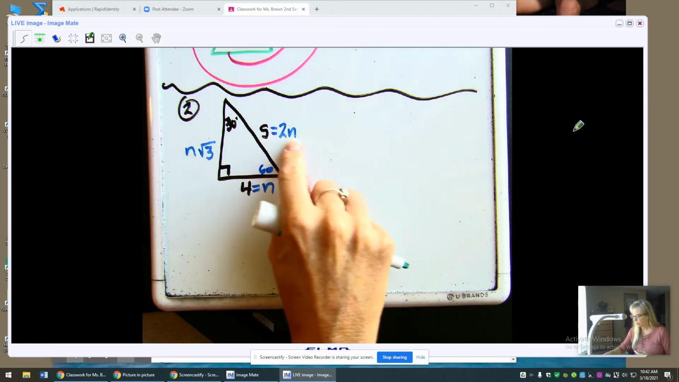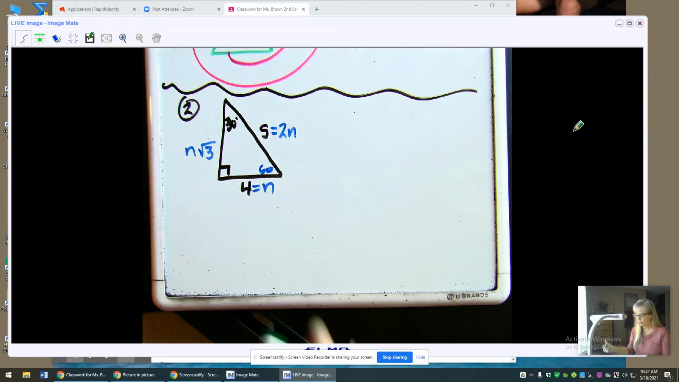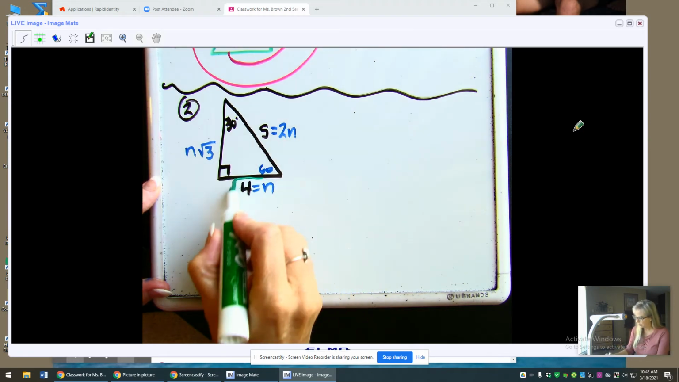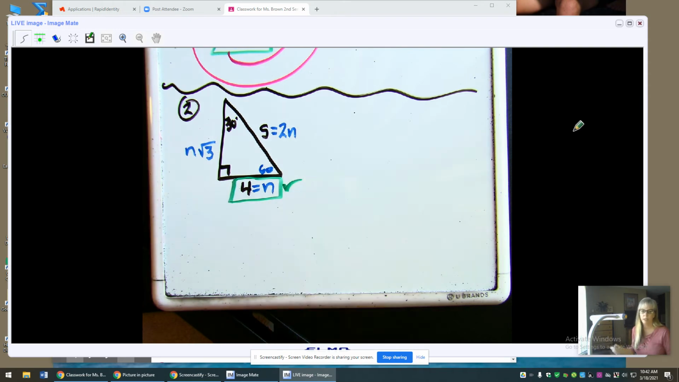I can't solve for n here because I have 2 variables. I can here, in fact, I don't have to. It's already done for me. Step 2, the n value is 4. Again, so far they're real easy. They're going to step it up in a little bit.